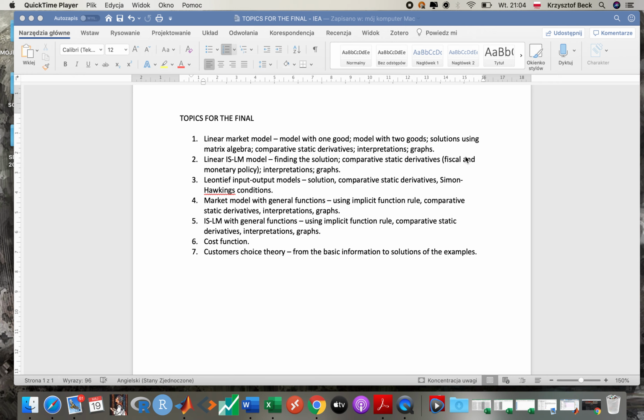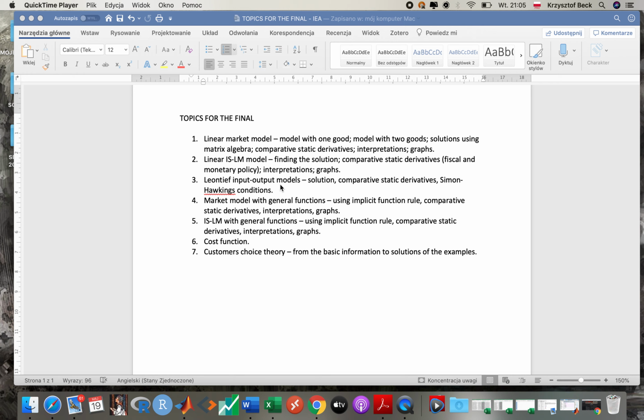that I've provided you. Most of it, because we started with, I think, linear ISLM model here, and we didn't cover input-output model at the very beginning, but everything else you can find on YouTube. You have all the notes. Okay, then there is the same thing about linear ISLM model, finding the solution, finding comparative static derivatives, interpretations. Remember, fiscal, monetary policy effects, graphs.